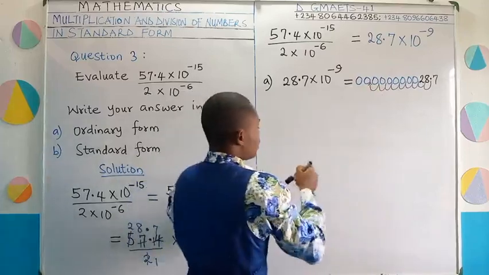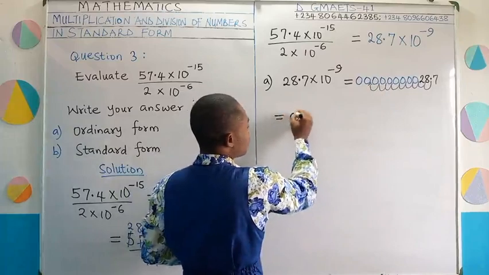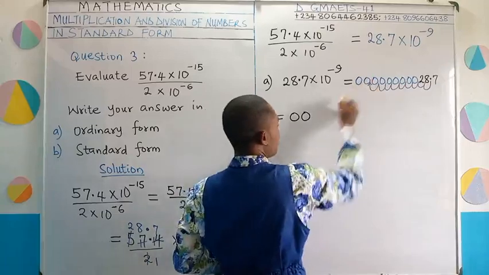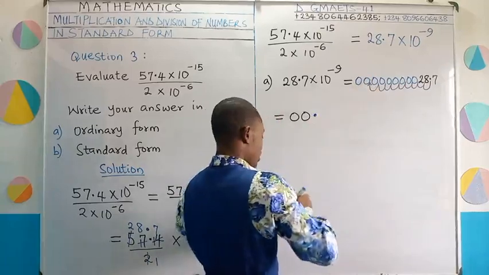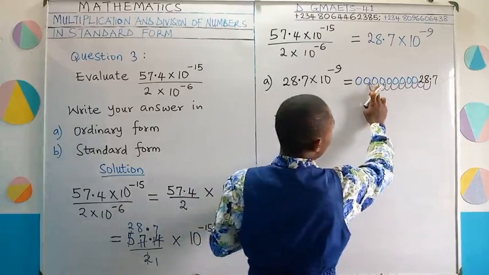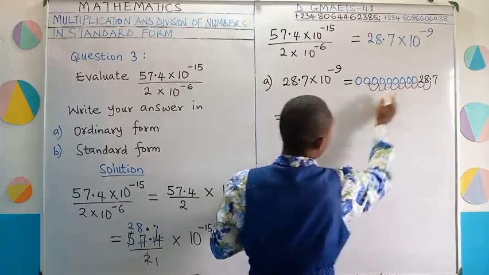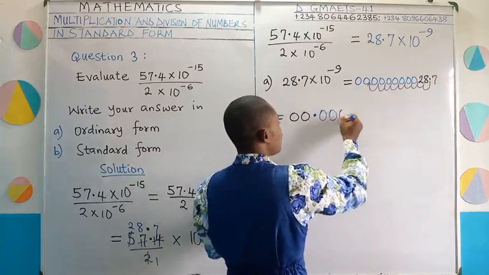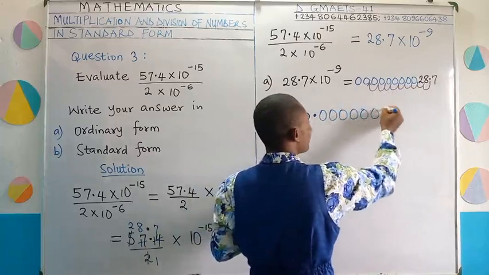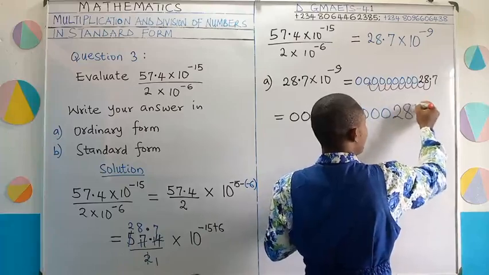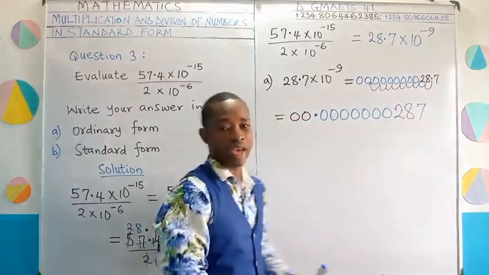Alright? And so this is going to be equal to 0, 0. And then you now have the point. Remember, this is where the point is. We are moving on. How many zeros do we now have? 1, 2, 3, 4, 5, 6, 7. 1, 2, 3, 4, 5, 6, 7 zeros. Then 2, 8, and then 7, because there's no point there again.